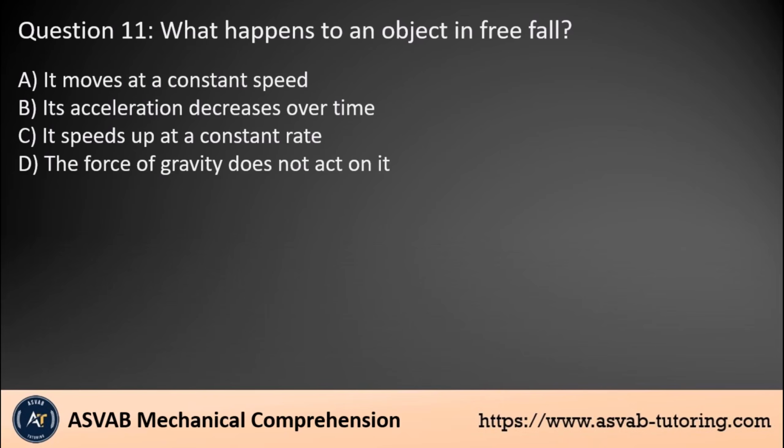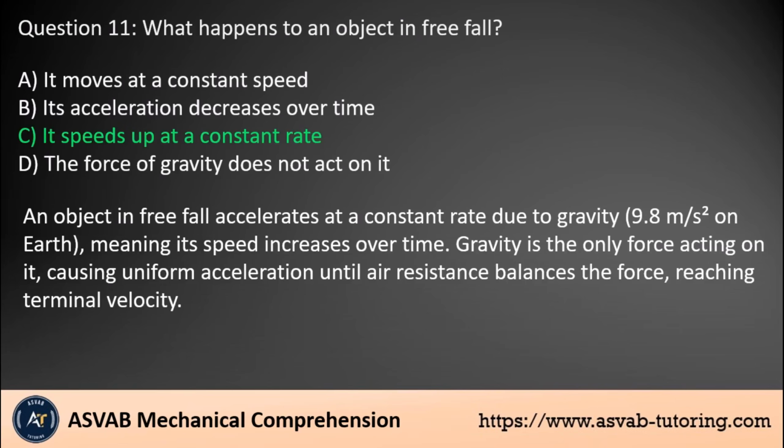Question 11. What happens to an object in free fall? A. It moves at a constant speed. B. Its acceleration decreases over time. C. It speeds up at a constant rate. D. The force of gravity does not act on it. Correct answer is C. It speeds up at a constant rate.